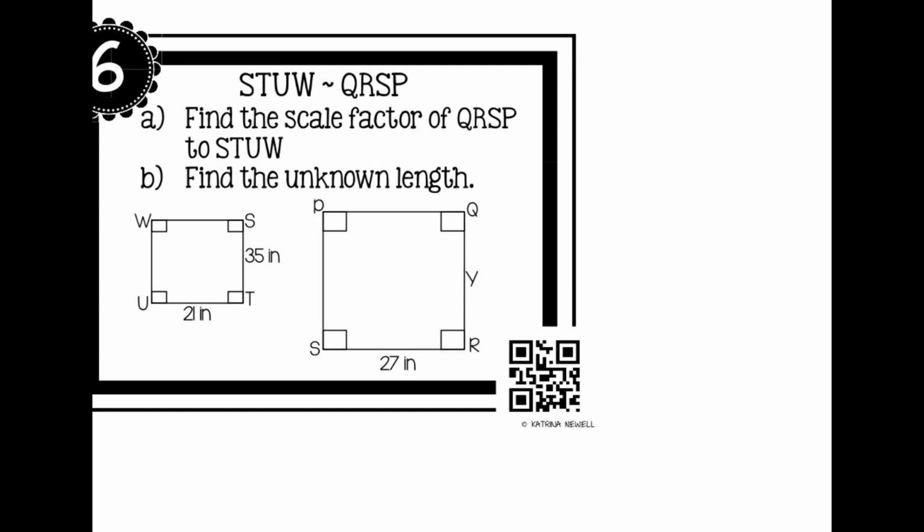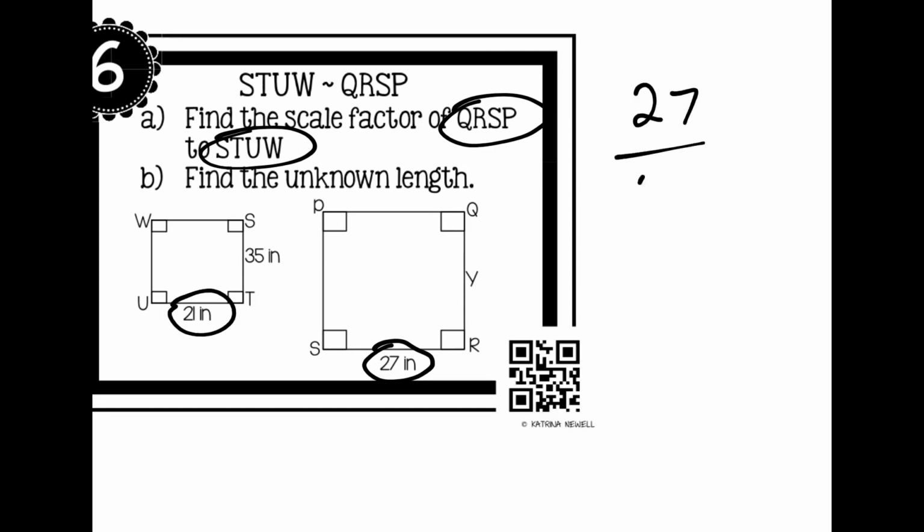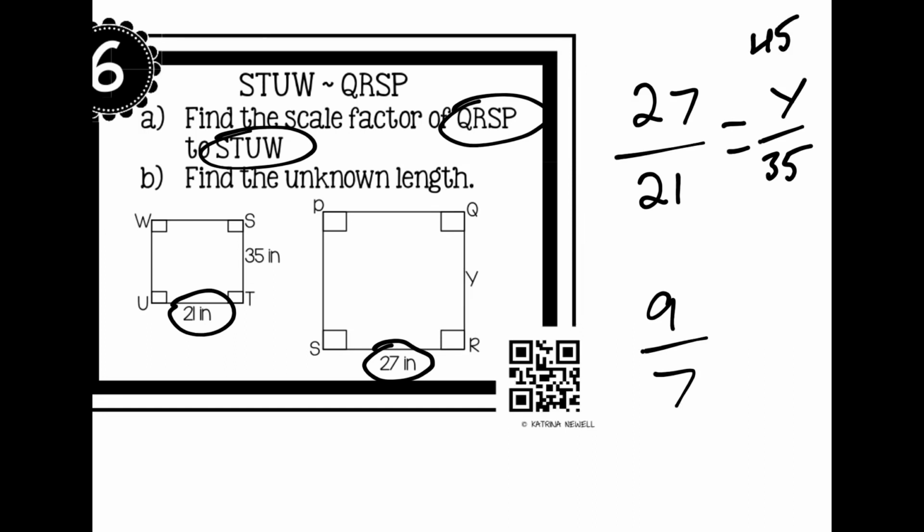For number 6, the scale factor of QRSP to STUW, the only side length that is listed in both is 27 and 21. And if we simplify that fraction, we're looking at 9 over 7. That's our scale factor. To find the unknown length, we can set this equal to y over 35 and cross multiply. 27 times 35 divided by 21. The answer for y is 45.